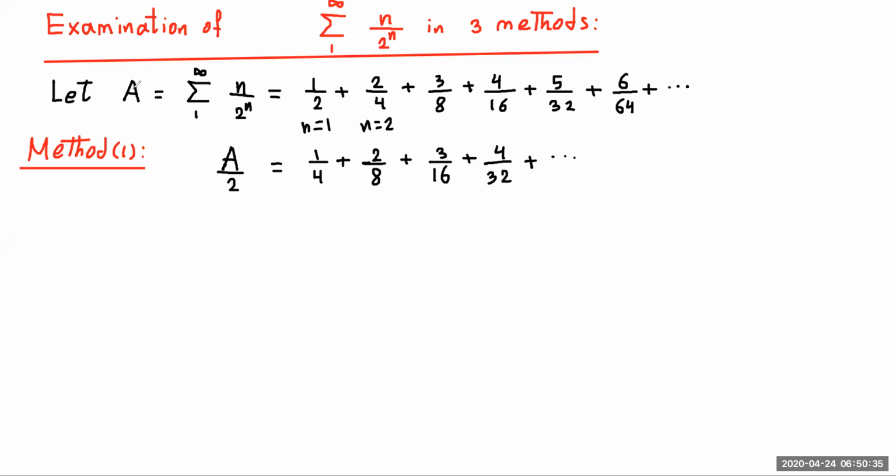So method 1, let's divide by 2. So A over 2 equal to a half divided by 2, it's 1 over 4. Then 2 over 4 divided by 2, 2 over 8. And 3 over 8 divided by 2, 3 over 16, etc. Now let's subtract.